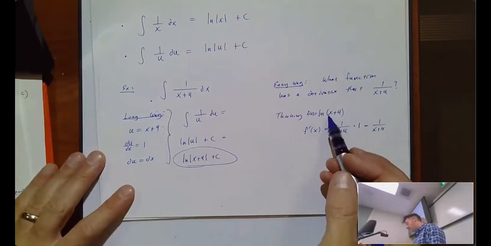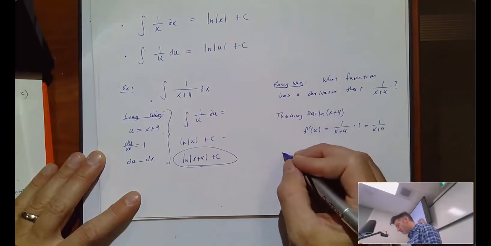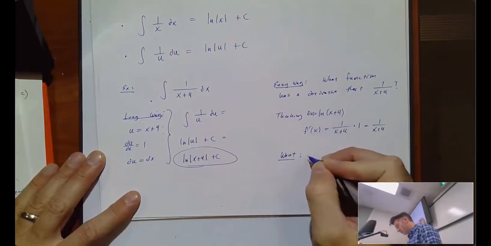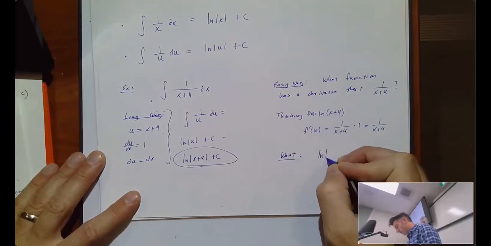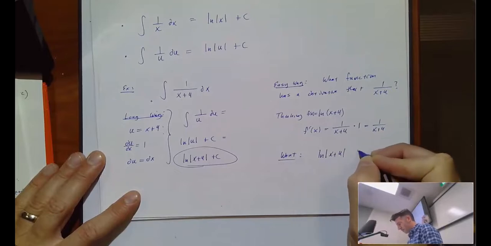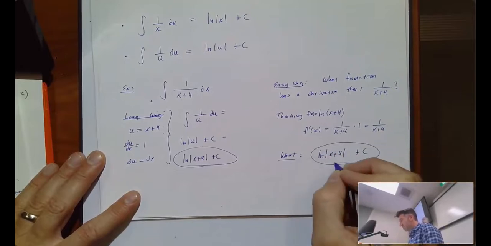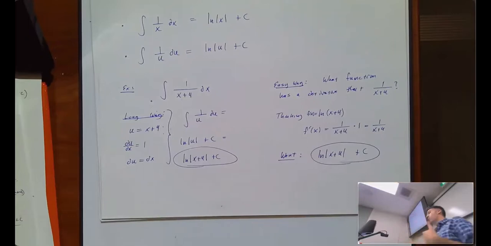So I'm thinking, great, I know this is it, but I really want the natural log of the absolute value of x plus 4. And then, of course, I also have to tack on a plus c. So what I'm trying to impart to you here is that you don't really have to do a u substitution here. You certainly can. It's totally valid. But you're going to be doing so many of these that you're not going to want to eventually.